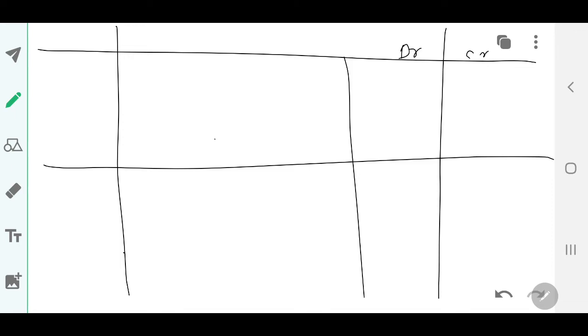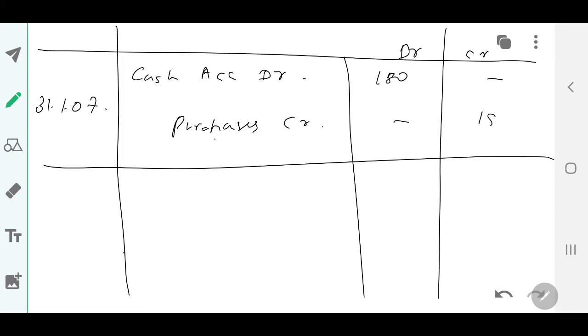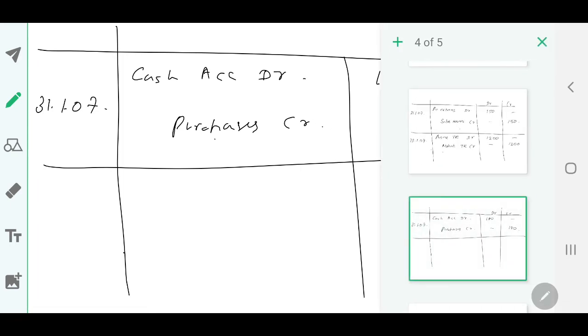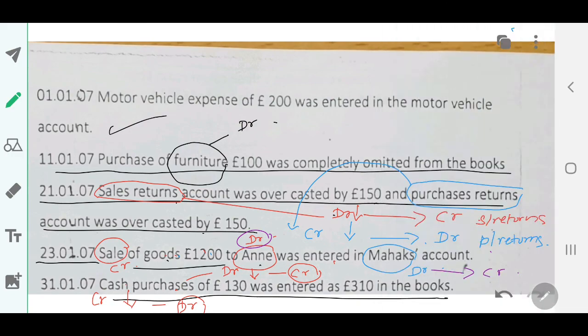This is on 31st of Jan 2007. Cash account debit by 180, because you take the difference, and the purchases you credit by 180. How did we get this 180? The difference between 130 and 310. So it was overstated by 180.